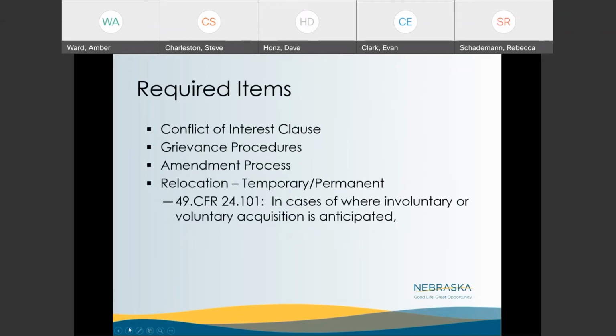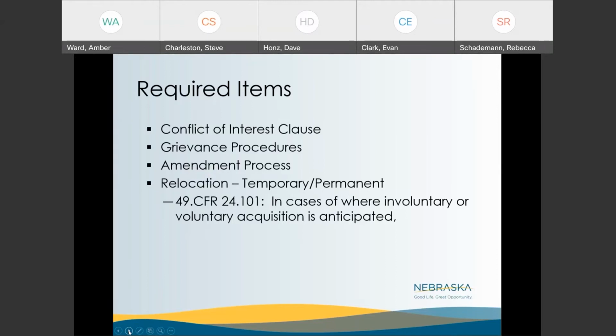More on required items here. Your program should have written materials that address conflict of interest and any grievance procedures that applicants could undertake. Your program guidelines are also going to have to address, if you're going to change them, you go through an amendment process. Obviously, grantees are providing their application guidelines at DED review, but if at any time a community decides to amend them, they have to go through a formal process to amend them.